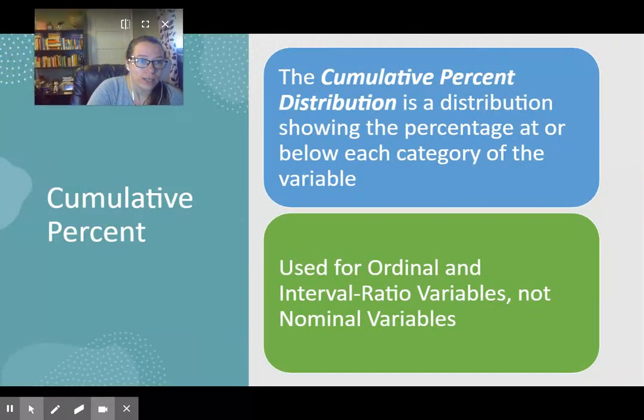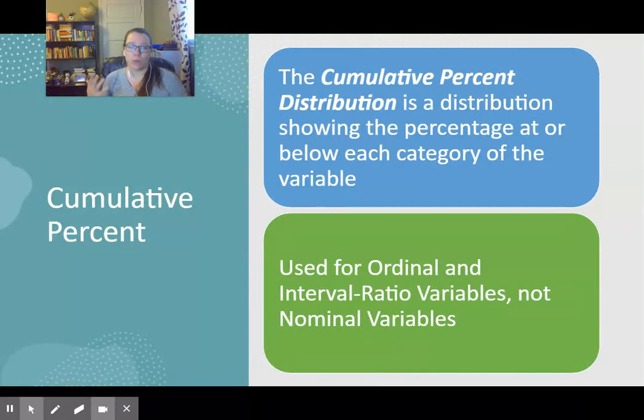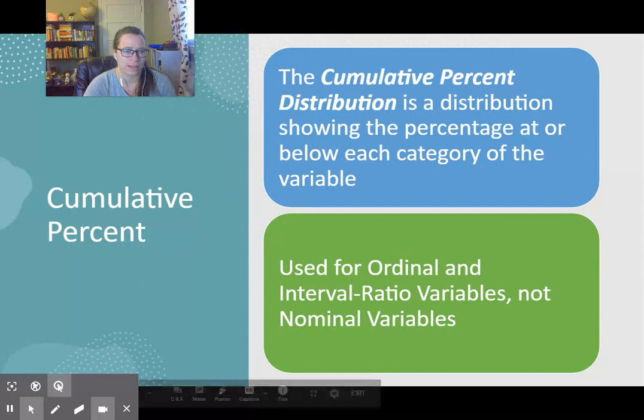And so oftentimes you will see in frequency charts that there is a cumulative percent. And so this is a distribution showing the percentage at or below each category of the variable. And again, we're going to use these for ordinal and interval ratio variables, not nominal variables, because it's difficult to assess this information with nominal variables. It doesn't really make the same kind of sense.